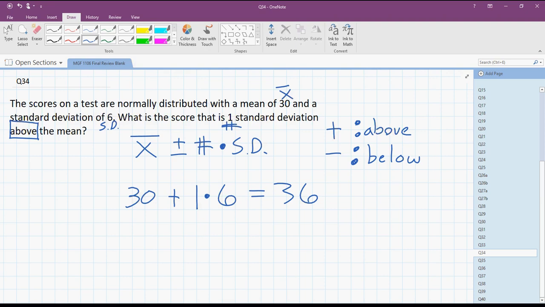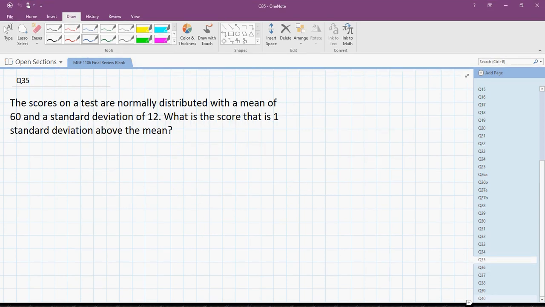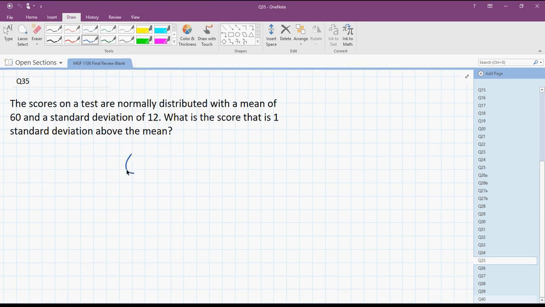We're going to do another problem just like this. Okay? So the next problem says, scores on a test are normally distributed with a mean of 60 and a standard deviation of 12. What is the score that is 1 standard deviation above the mean? So, what's the mean? 60. So that's X bar.